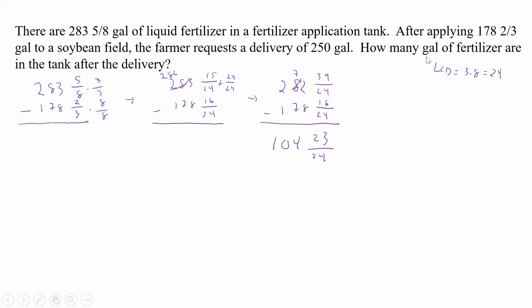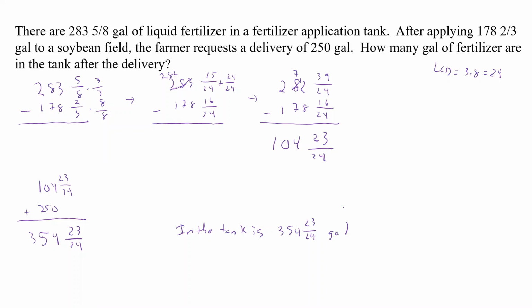Now we're going to add 250 gallons to that. So now we'll have 104 and 23 over 24 plus 250. And there's no parts of a gallon here, so that's easy. So the fraction part's going to be 23 over 24. And this part's not too bad, it's 354. And so then our new amount in the tank is 354 and 23 over 24 gallons. Okay.